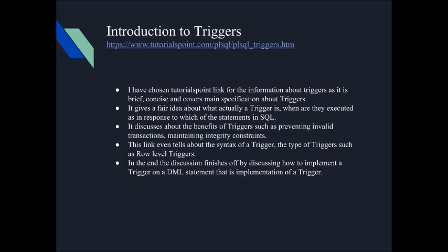We also discuss the types of triggers, such as row level triggers, column level triggers, for each row type and for each statement type. In the end, the discussion in this link is ended by discussing some DML operations on a certain table, that is, how to implement a trigger on a DML statement.